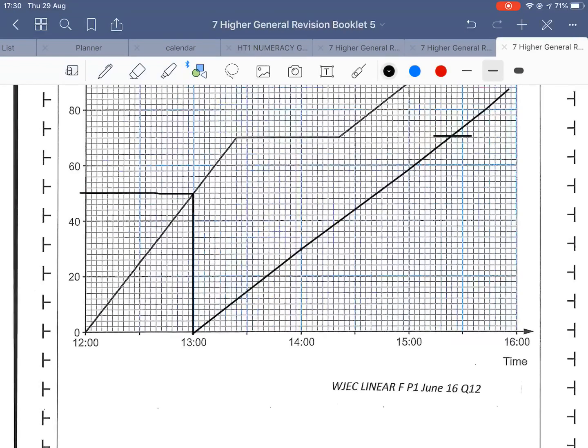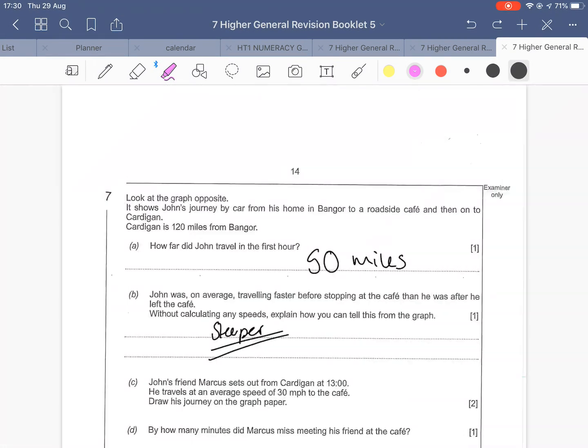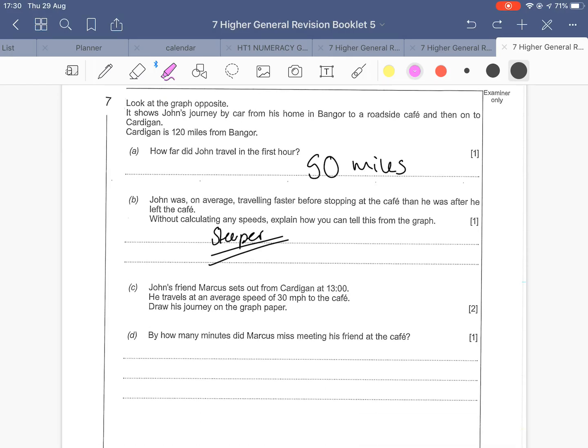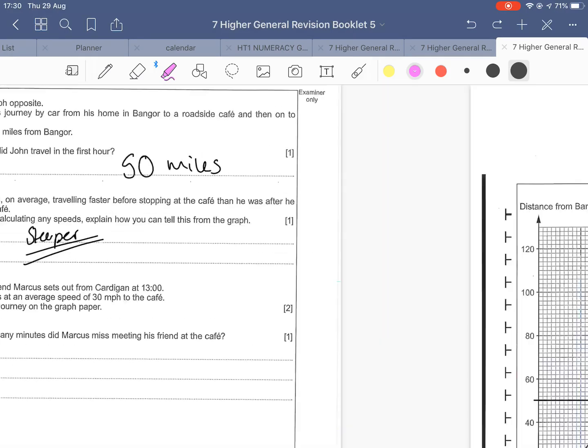Okay, so that black line I've just drawn, now it's pink. This pink line, that's the angle you want your ruler to be. So from 1 o'clock to 2 o'clock, he goes 30 miles in 1 hour. Okay? So you want to keep it at that steepness. Elevation.